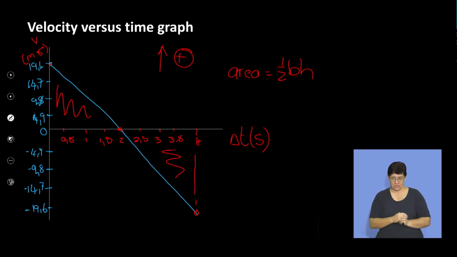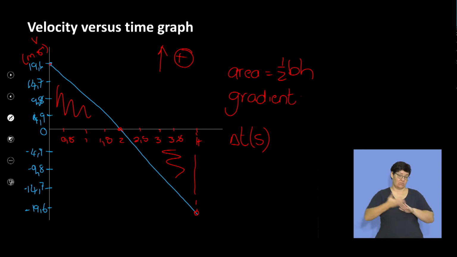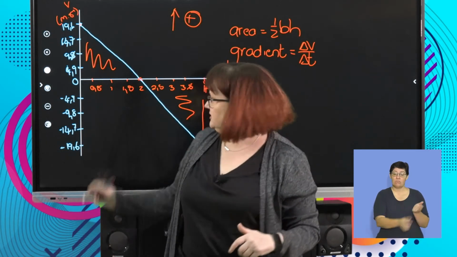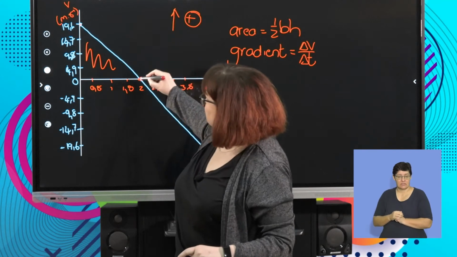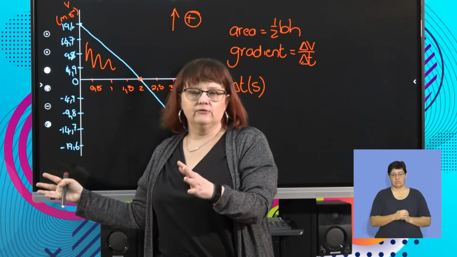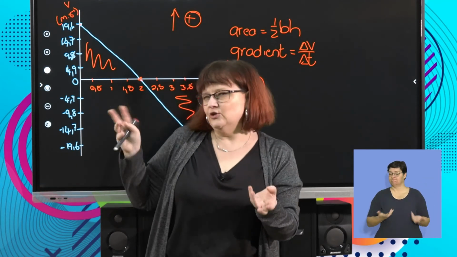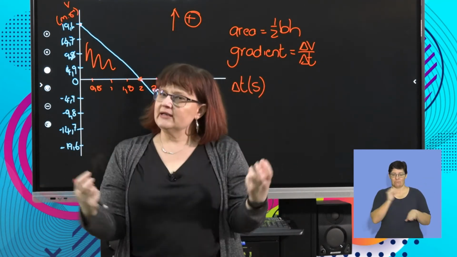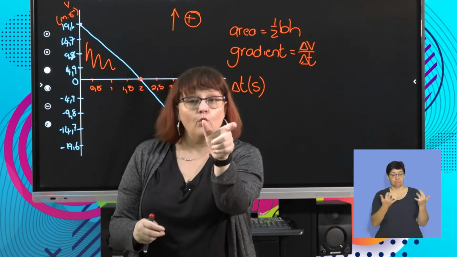Gradient, which gives me the acceleration, is the change in the y value, which is v, divided by the change in the time value. Please be careful with these ones because what happens here is, say I use a point that's 0, you don't show the 0 in your calculation and then you run into trouble. If you're working out a gradient, I must have 2 points.